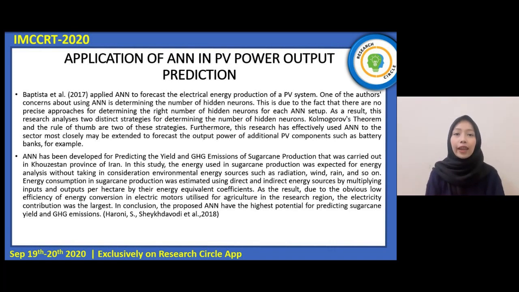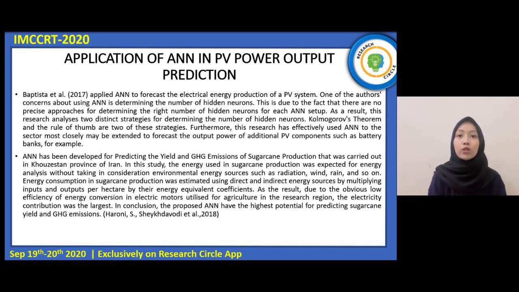Other than that, ANN has been developed for predicting the yield and GHG emission of sugarcane production that was carried out in Kazakhstan province of Iran. In this study, the energy used in sugarcane production was expected for energy analysis without taking into consideration environmental energy sources such as radiation, wind, rain, and so on.